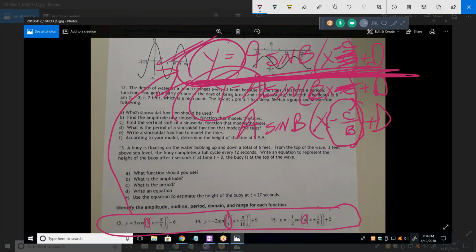On 13, the phase shift is pi over 7 to the right. On 14, the phase shift is minus pi over 10 to the left. And on 15, the phase shift is minus 1/9 to the left. That's how phase shift works. Phase shift is exactly the same as horizontal shift. Okay? And you may or may not get into it.